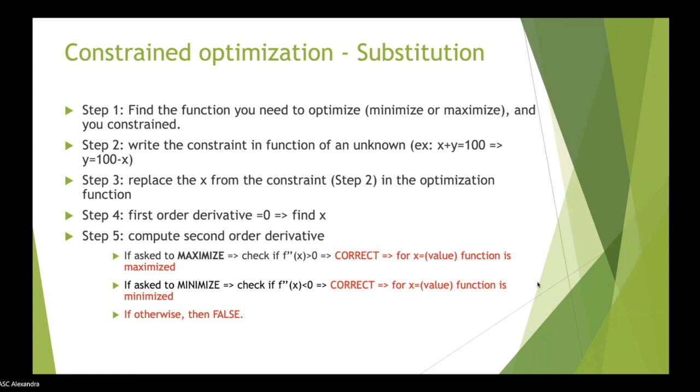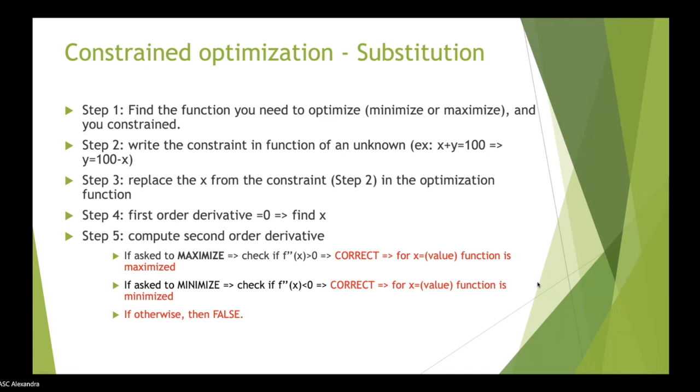You always want to take out one of the letters so that you can then just replace it within the optimization function. And from there, it becomes pretty simple. You do the first order derivative equaling to 0. You compute the second order derivative. And depending on the sign of your second order derivative, you know if your function is maximized or minimized.